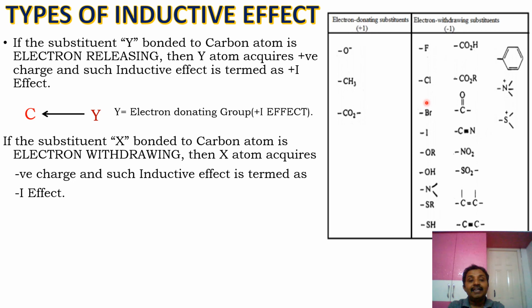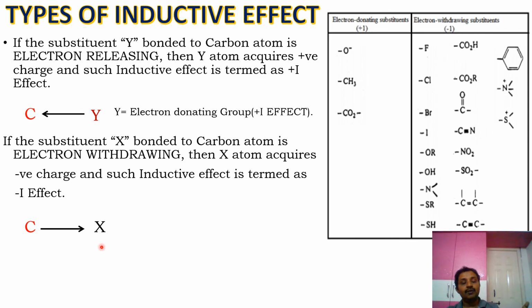Because of that, it wants to withdraw the electron density, and so it shows the negative inductive effect. Okay, this is the carbon and this is the X atom. Now the electron density is moving towards X, meaning X is attracting the electron density. Whereas in the positive inductive effect, Y is donating the electron density, because of that it shows the positive inductive effect. Here, negative inductive effect means it is attracting the electron density from the carbon.